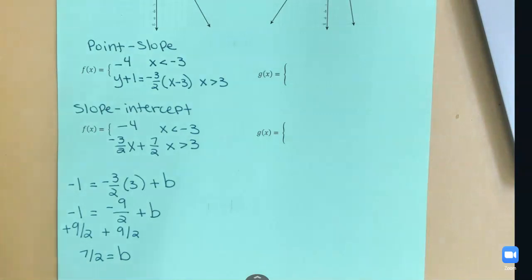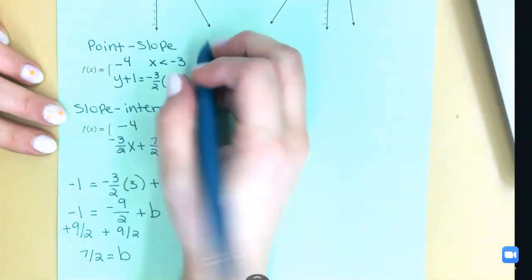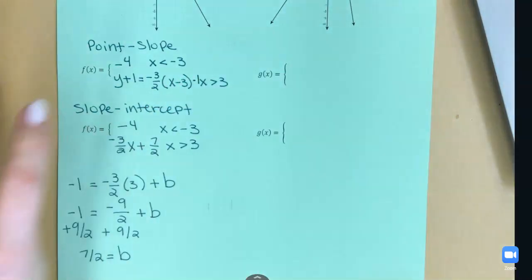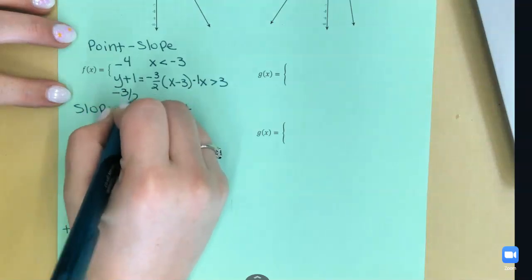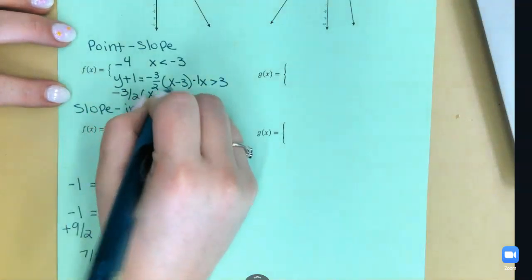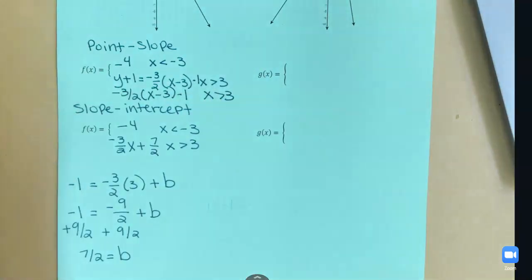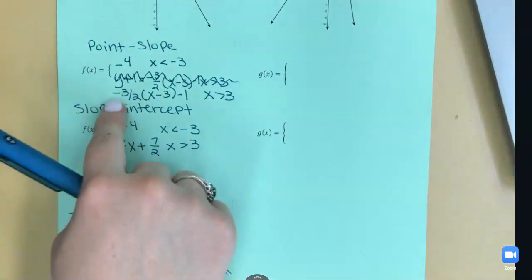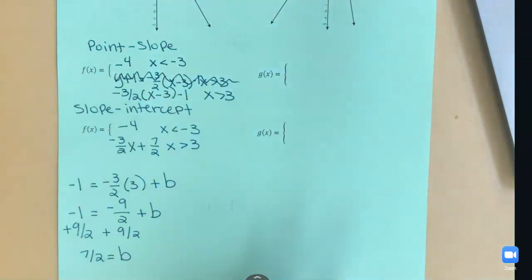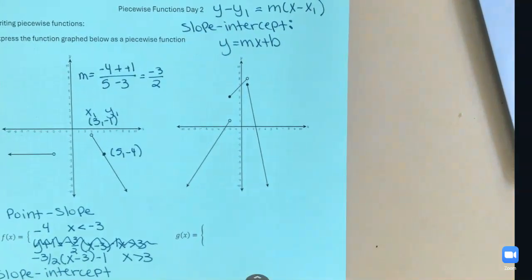So actually, what you would be typing into Delta Math is you would subtract this 1 here, so that it's just negative 3 over 2 times x minus 3 minus 1 when x is greater than 3. Okay, so this is what would go into your Delta Math. Okay, one more example.